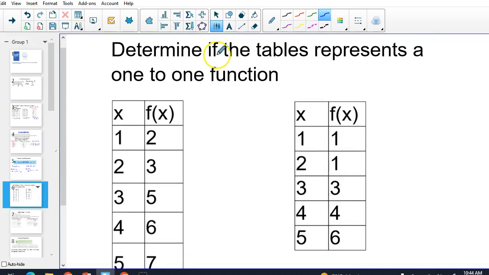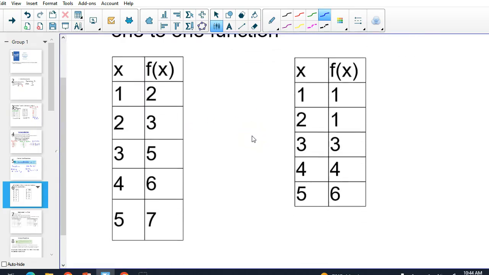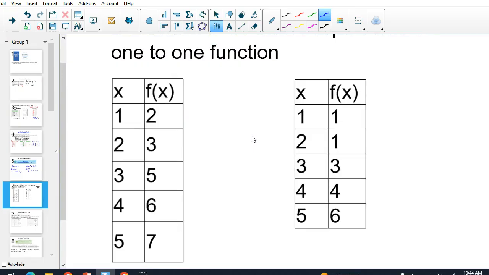So if we want to determine if the table represents a one-to-one function, well, first things first, we need to determine if it is a function. Alright, so take a second, try to look at our table, see if it's a function or not. Okay? Alright, so for our first table here, since I have no repeating x values, it is a function. And since there are no repeating y values, it is one-to-one.